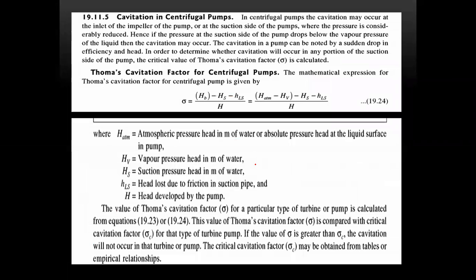Next, cavitation in the centrifugal pumps. Cavitation in the centrifugal pumps లోపల cavitation ఎలా జరుగుతుంది? So if you see the Thoma cavitation factor of centrifugal pumps, the mathematical expression given by Thoma: sigma is equal to (h atmosphere minus hv minus hs minus hls) divided by capital H, right? Therefore, h atmosphere is equal to atmospheric pressure head in meters, hv is equal to vapor pressure, hs is equal to suction pressure, hls is equal to head lost due to friction in the suction pipe, capital H is equal to head developed by the pump.